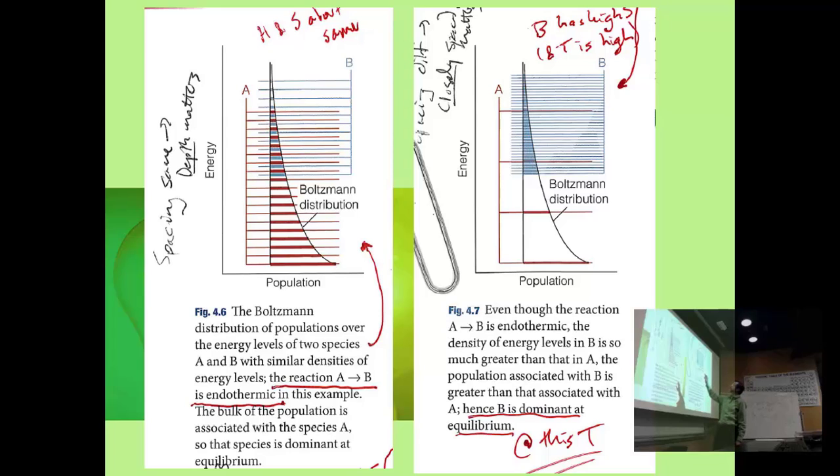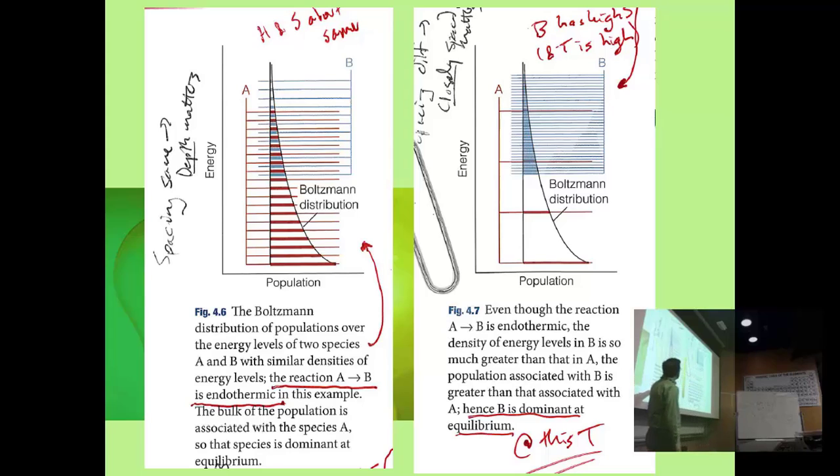Remember that the Boltzmann distribution is an e to the x function. That's why it's curved like that. And it shows how many molecules are in which energy levels. So of course you usually have the most molecules in the lowest energy levels. But the real question is how many molecules are in the higher energy levels. These are two different cases with two different A to B reactions.